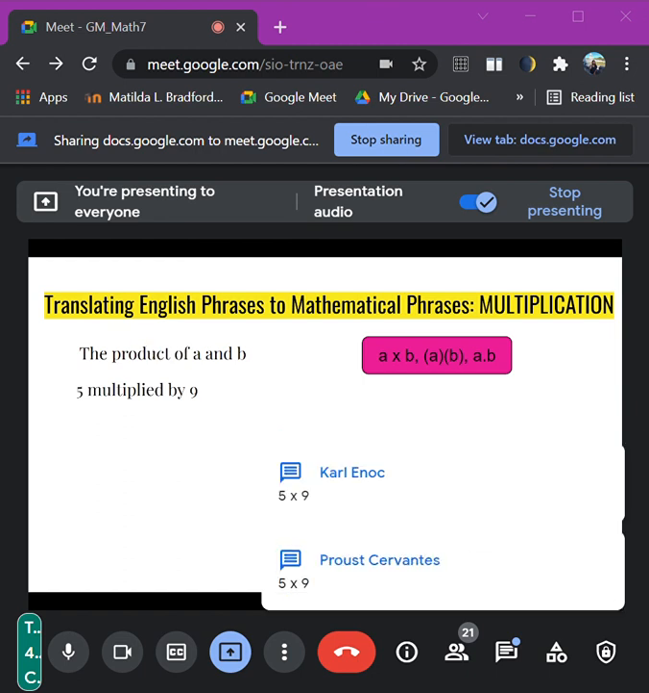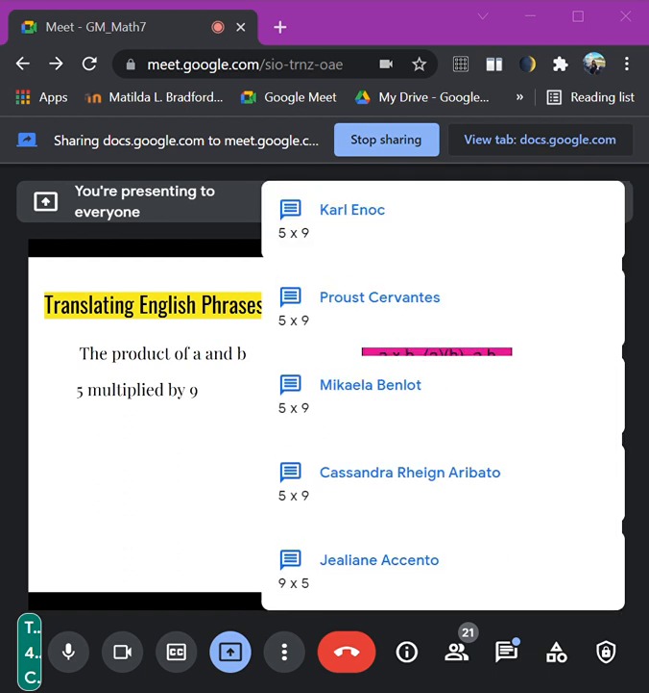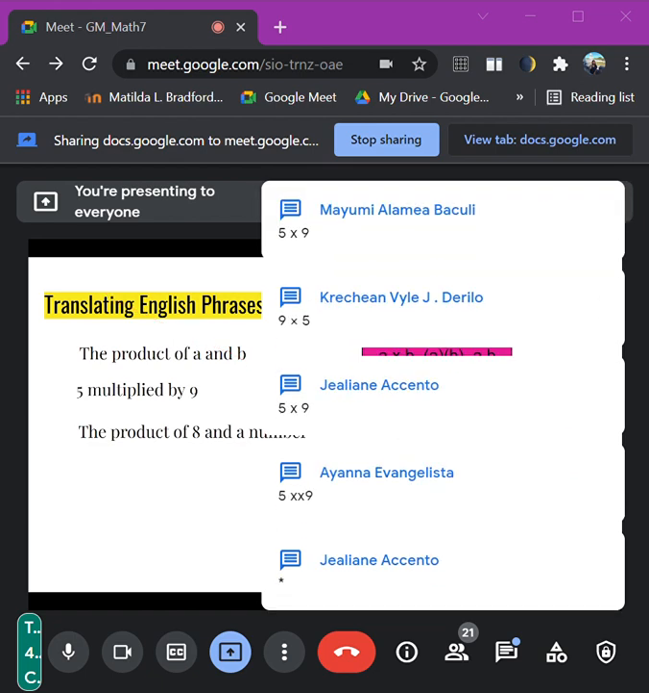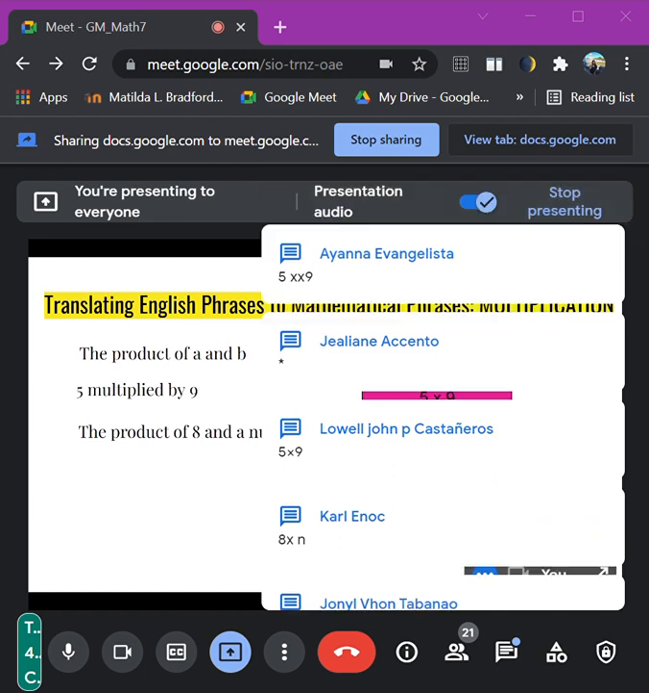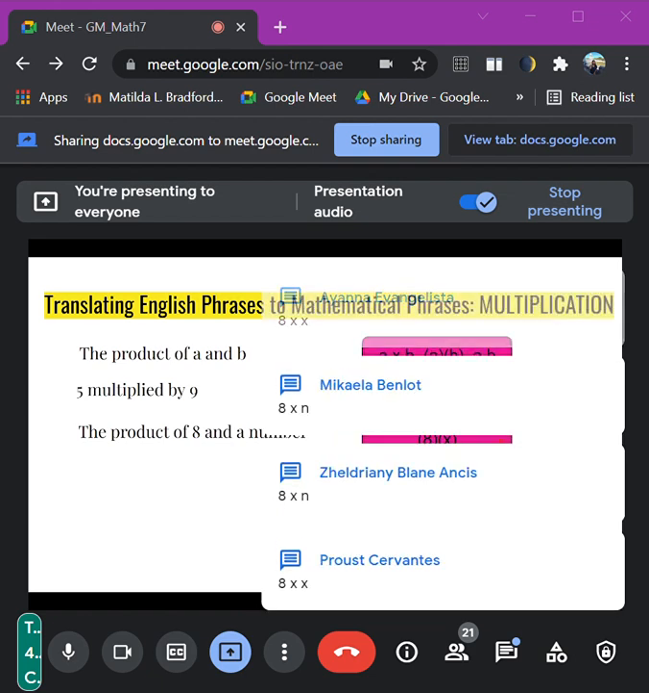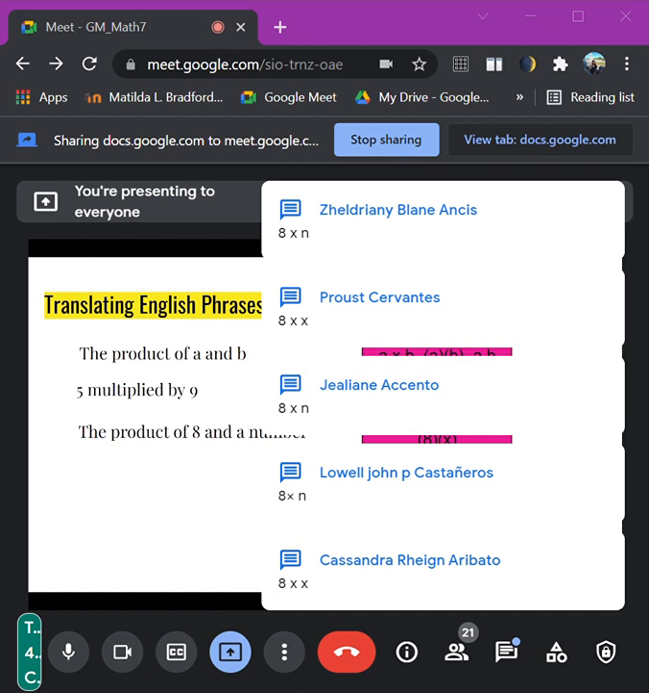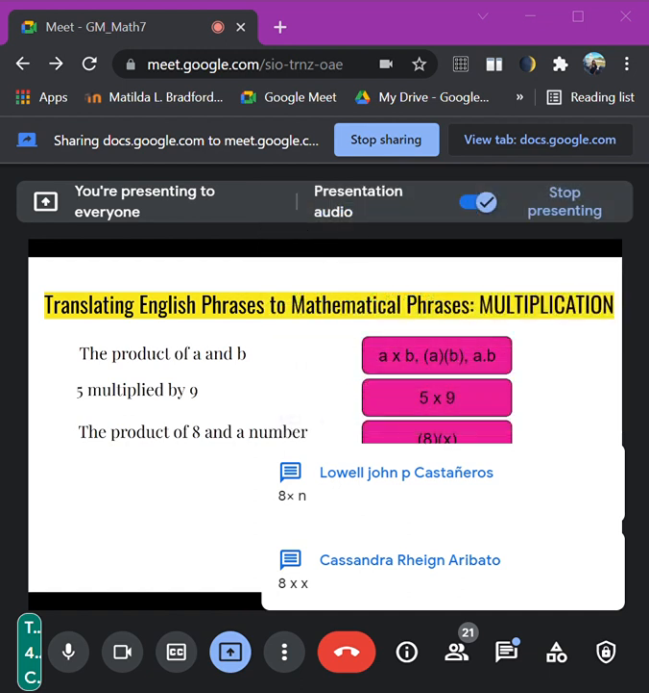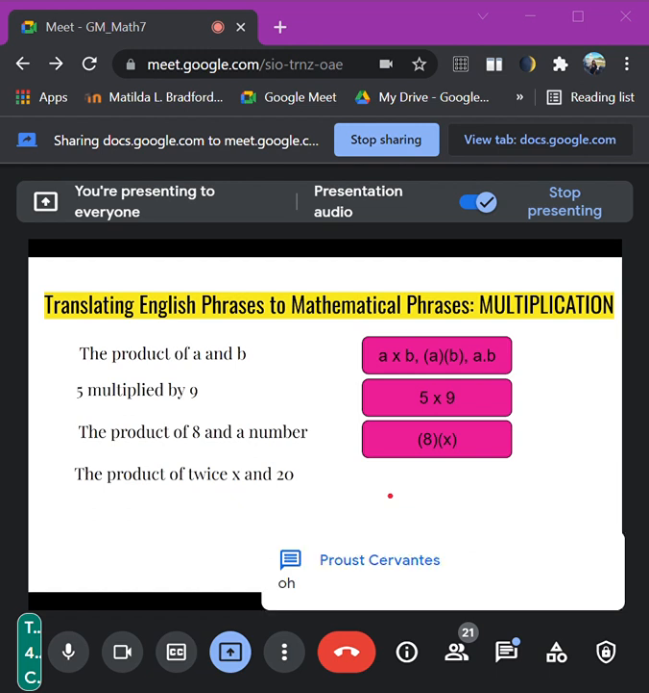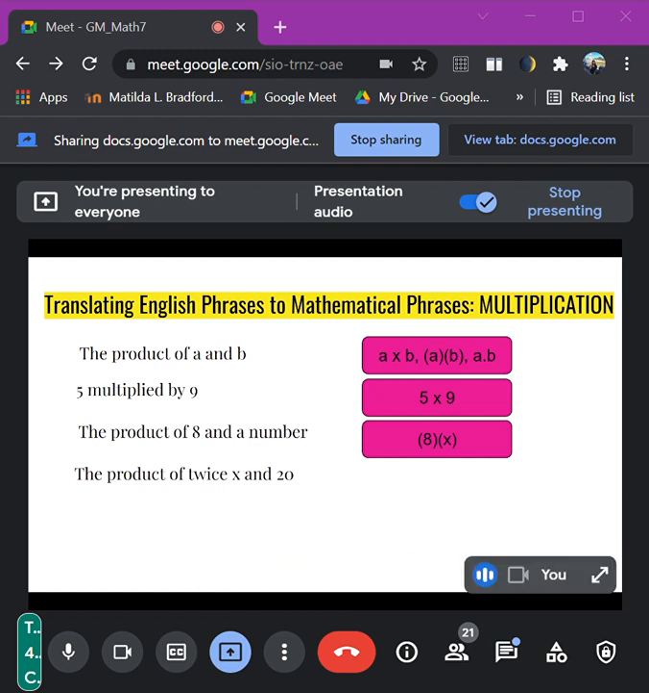Now, let's go to 5 multiplied by 9. That is 5 times 9. And then we have the product of 8 and a number. We have here 8 times n, or we can use the parentheses, 8 and then parentheses x. And we have the product of twice x and a number. If twice x is given, you can use this kind of representation so you won't get confused.